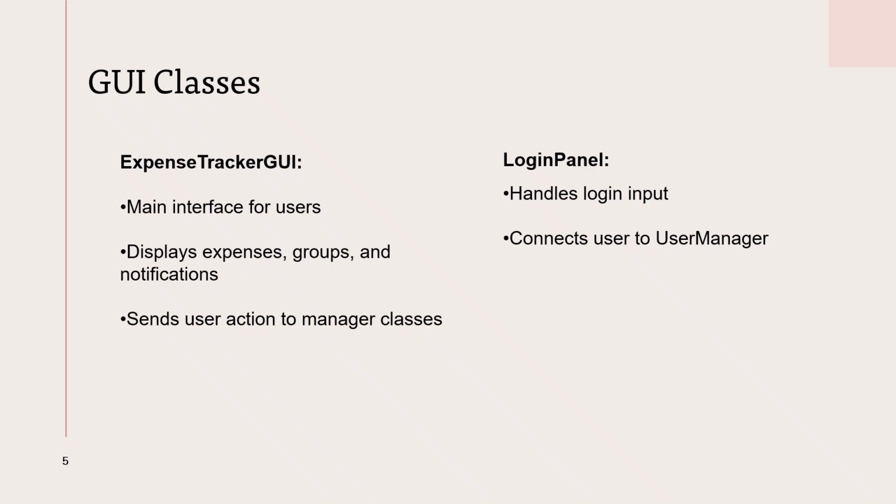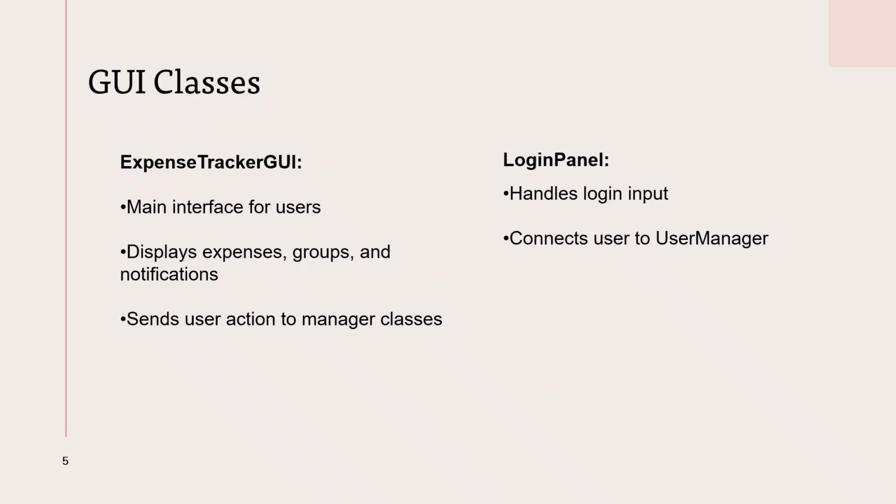Next I will be explaining the GUI classes in detail. Let's start with the expense tracker GUI. This is the core of the user interface, and this is where users can view their groups, create new expenses, record payments, and basically perform all major actions. The GUI never performs calculations or data updates. Instead, it sends these actions to the appropriate manager class. This separation keeps the code organized and much easier to maintain.